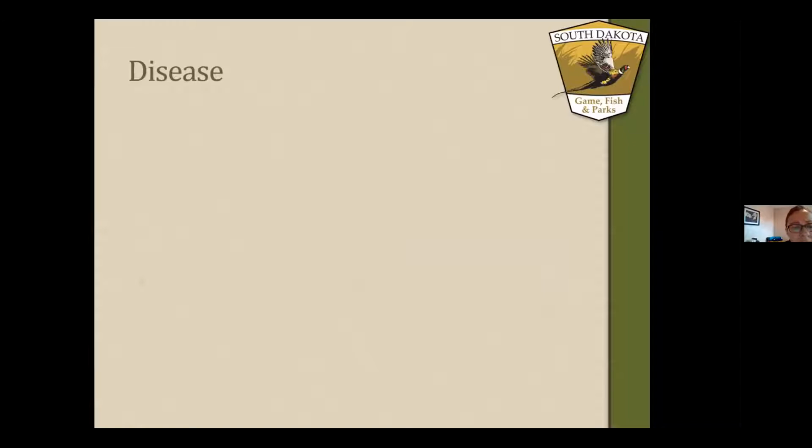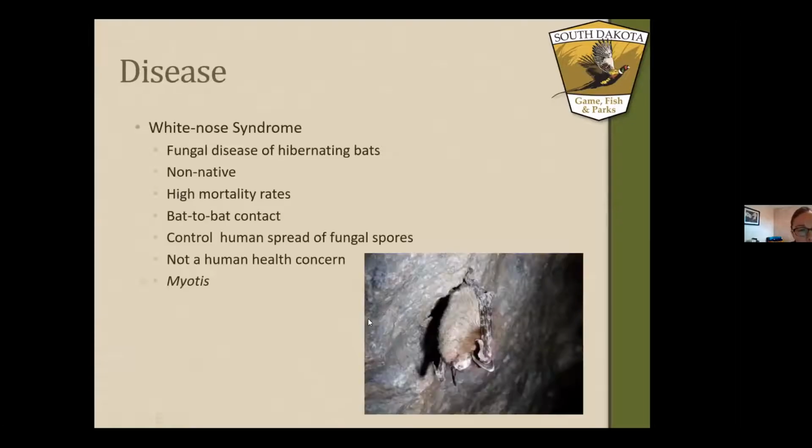So disease, that's one thing that's always brought up when bats are discussed. The first disease I'm going to talk about is white nose syndrome. So this is a fungal disease of hibernating bats. The fungus that caused this disease is not native to North America. It was thought to be brought here by humans somehow from either Europe or Asia, and it was first introduced on the East Coast in 2006, I think.